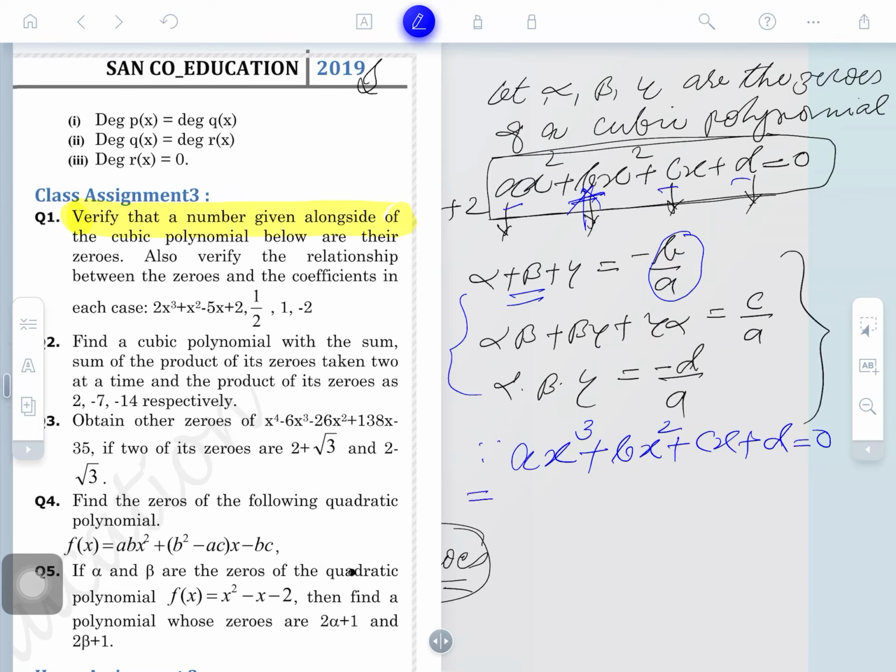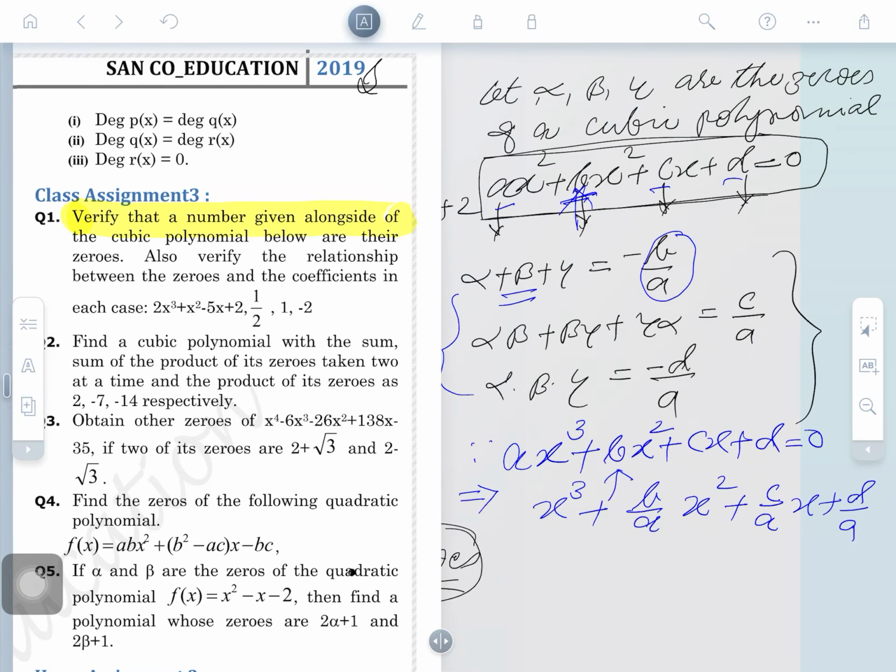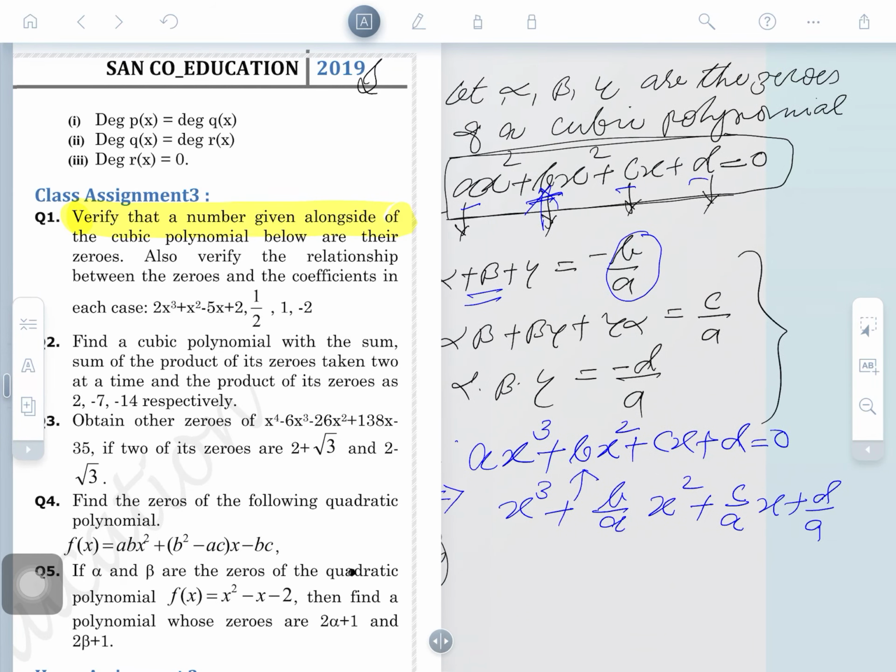If you will develop here b by a, we will divide all the terms by a. The a will cancel from this, clear. So here will be x cubed only, and here b by a and x square also. Here c by a and x also, and d by a, clear. And this further can be written equal to 0, right.